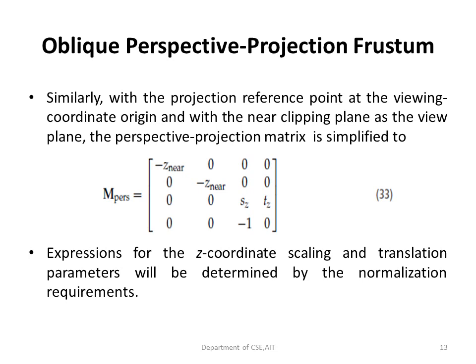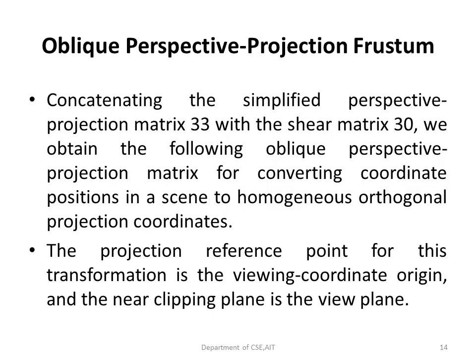Expressions for the Z coordinate scaling and translation parameters will be determined by the normalization requirements. So it depends upon the normalization, whether it should be negative or positive. Then we can combine the perspective projection matrix with the shear matrix to obtain the oblique perspective projection matrix. This is used for converting coordinate positions in a 3D scene to homogeneous orthogonal projection coordinates.